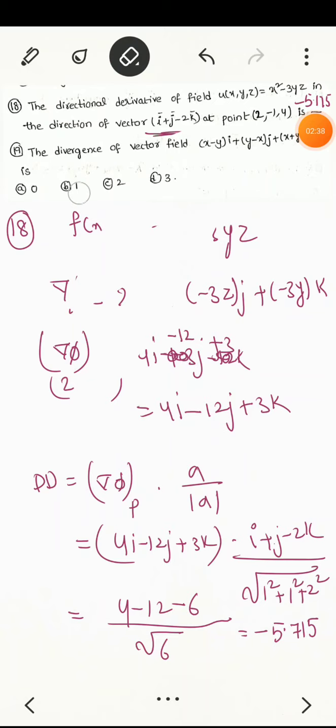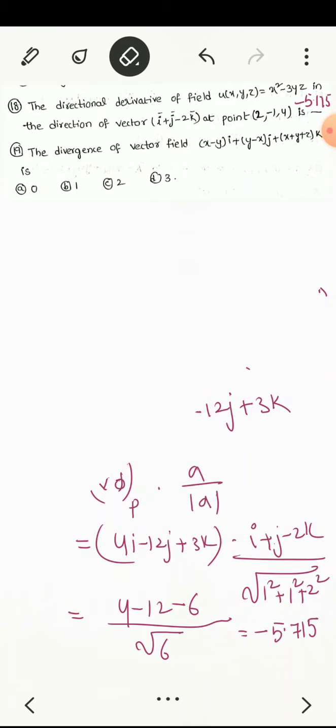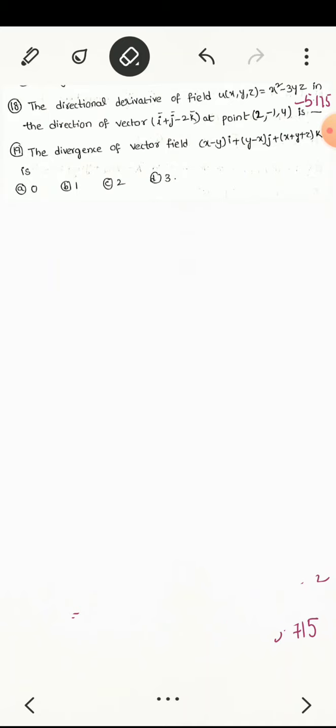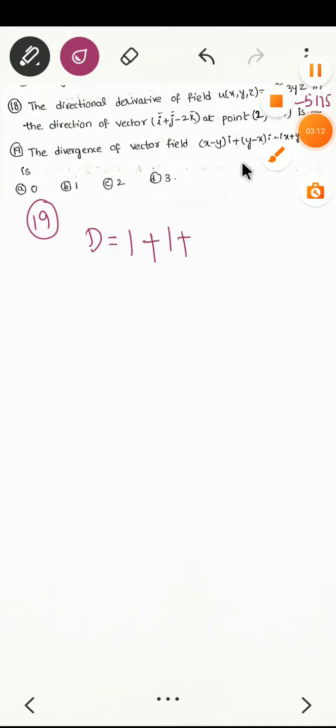Then let us solve the next problem, the divergence. Can you tell me directly what the divergence is without pen and paper? Very easy. So problem number 19, the divergence of a vector field. Divergence means what? Function with respect to x is 1, plus function with respect to y 1, plus function with respect to z 1, is equal to 3. Hope you are getting this.